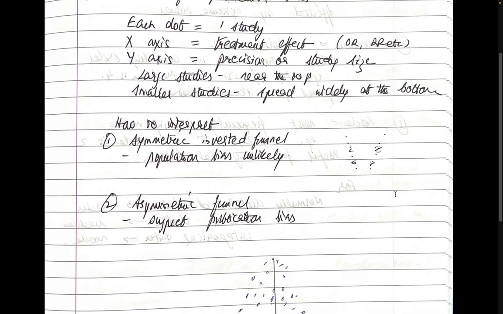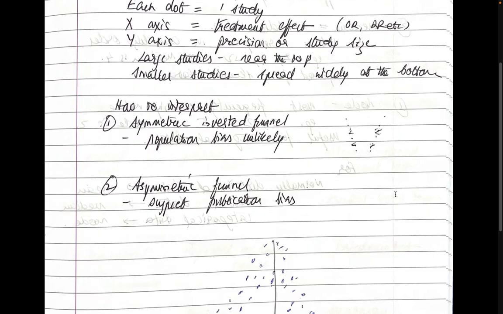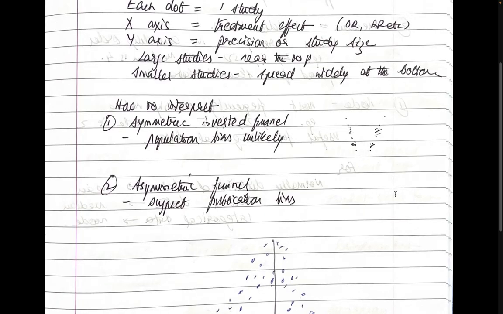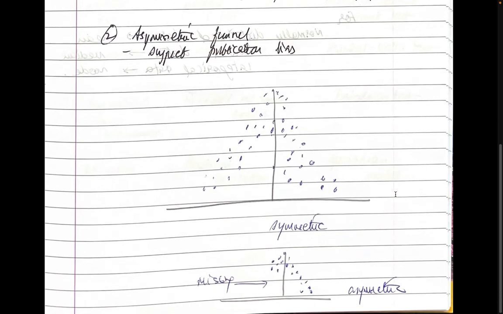How do we interpret it? There is a symmetrical inverted funnel and an asymmetric funnel. An asymmetric funnel suggests publication bias, but with a symmetrical one, publication bias is unlikely. The symmetrical one looks like this. In the asymmetric one, there's some part missing at the bottom.